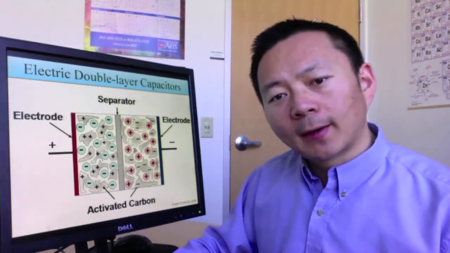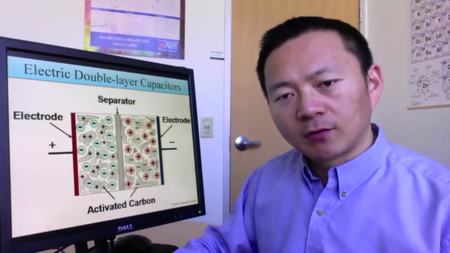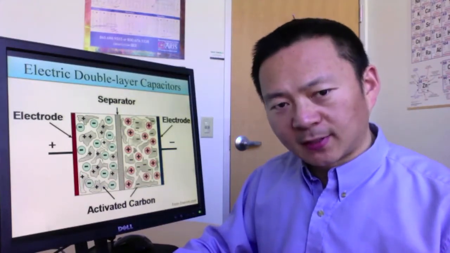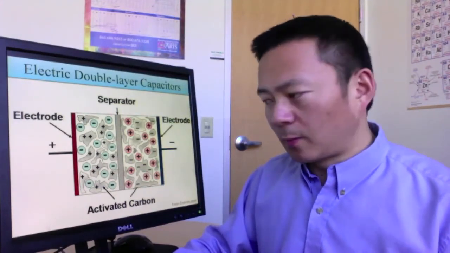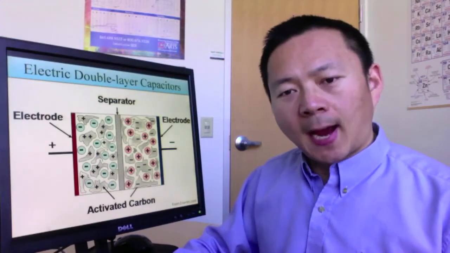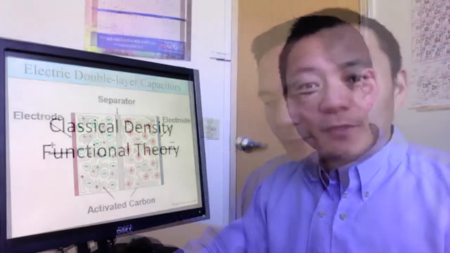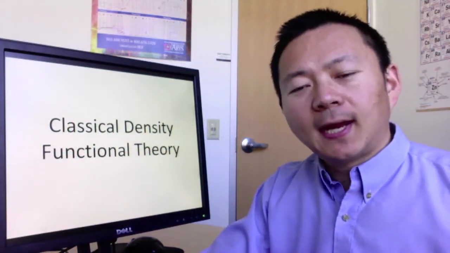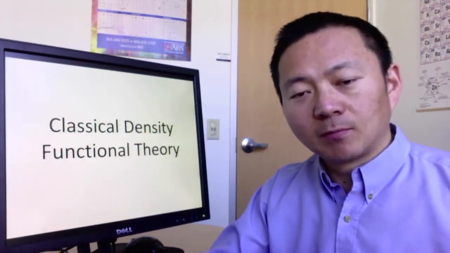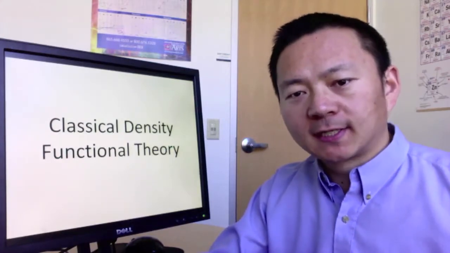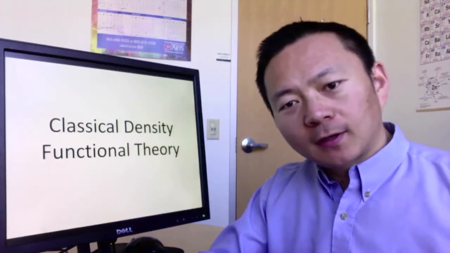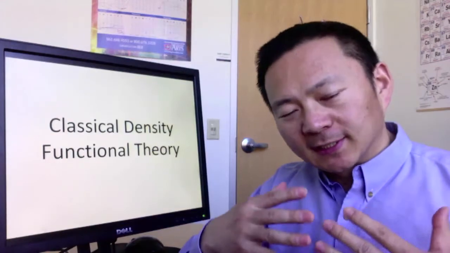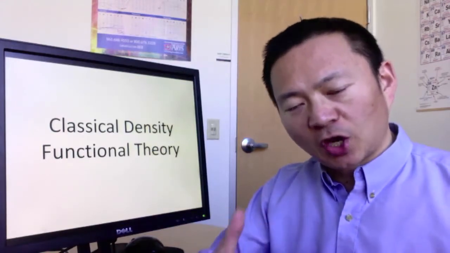The motivation behind this work is to understand how the surface area normalized capacitance will change with the pore size for both the ionic liquid and organic electrolyte. The method we're going to use is called classical density functional theory. It has the same mathematical foundation as the more familiar electronic density functional theory. But over here, we are talking about the density of the ions and solvent molecules.